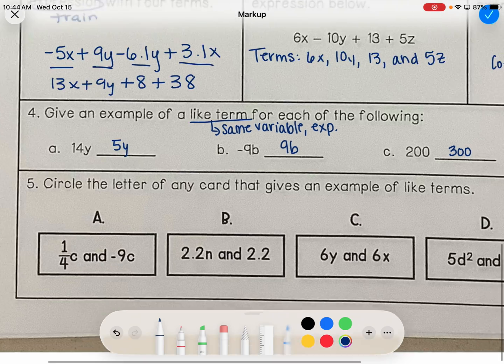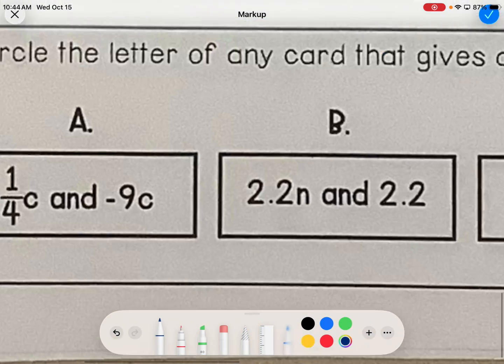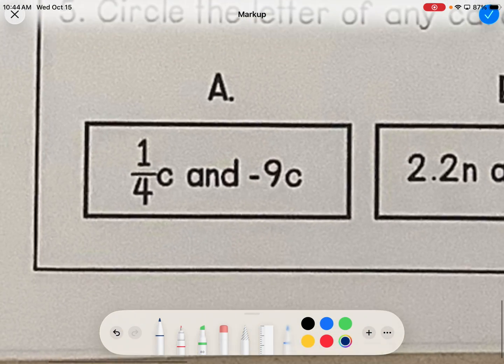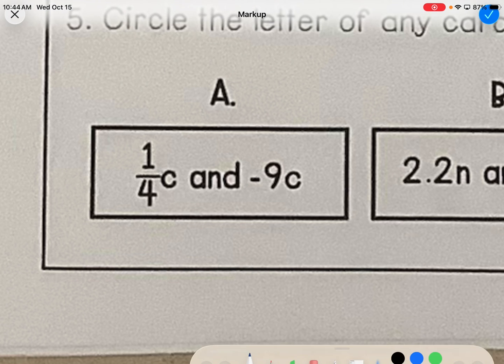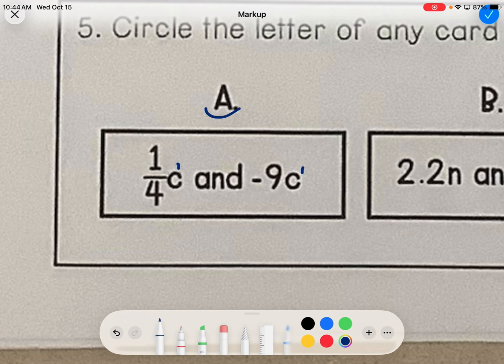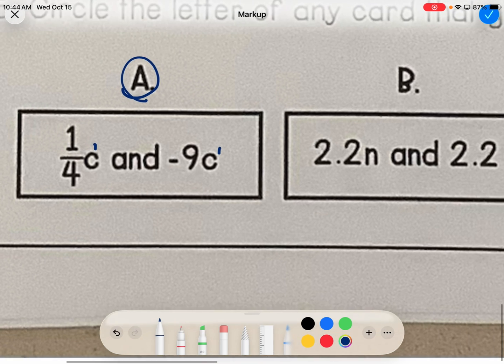Circle the letter of any card that gives an example of like terms. Do these two look like terms? Well, let's check. Do they have the same variable? Does the variable have the same exponent? Yes, because it's a little 1, remember, that it's hiding? So yeah, we're good with that one.